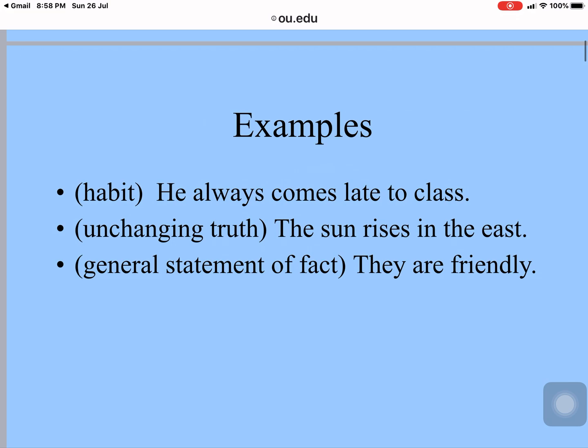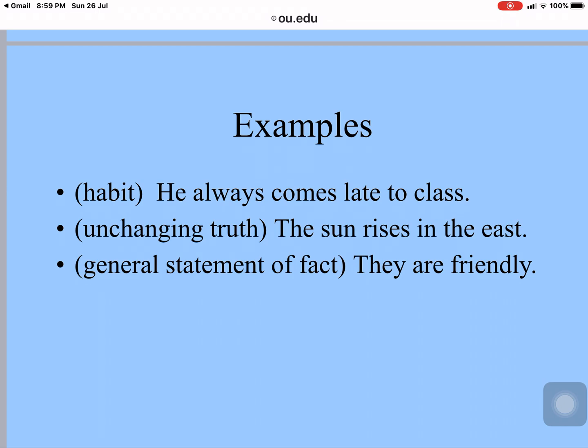Habit, see here, he always comes late to class. Here, this is habit. And how can you recognize simple present tense? See, subject is he and verb is V1. In simple present tense, we use verb V1 or V1 with S or ES. That means with singular subject, we use S or ES. With plural subject, we use V1 simply.